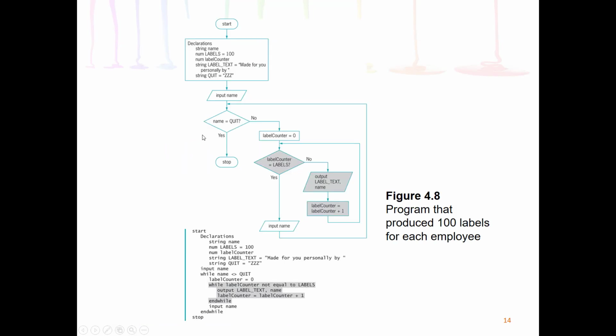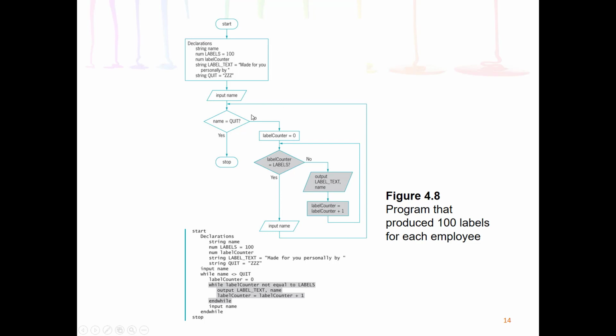Okay. Here is a program that produces 100 labels. So these are some string constants. There's a constant called labels. There's label counter, string name. These are variables, and these are constants here. Okay. Now here we're using a quit string. They have to enter ZZZ in order to stop this. That's probably because numbers won't work too well because they're doing counters and label counters and stuff.